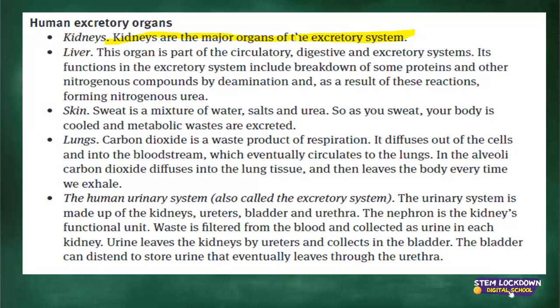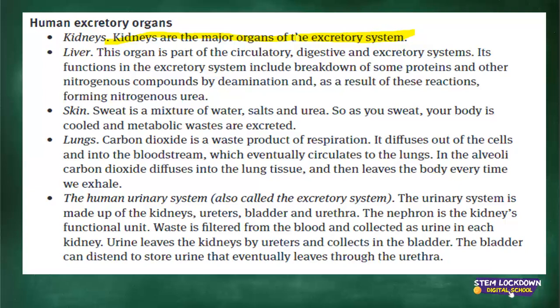The nephron is the kidney's functional unit. Waste is filtered from the blood and collected as urine in each kidney. Then urine leaves the kidneys by ureters and collects in the bladder. The bladder can distend to store urine that eventually leaves through the urethra. So you know that, right? The bladder collects the urine. So when you feel you need to go to the toilet, it means the urine is there in the bladder, stored there until you release it, when it will leave through the urethra.